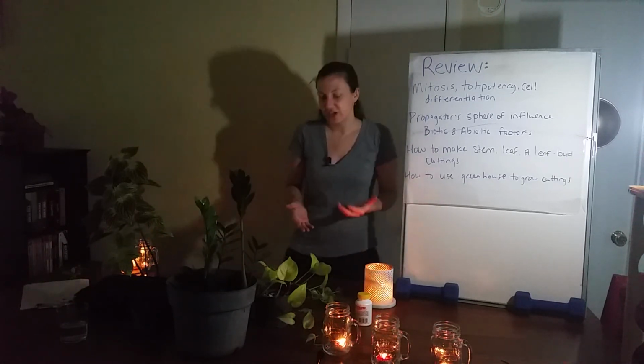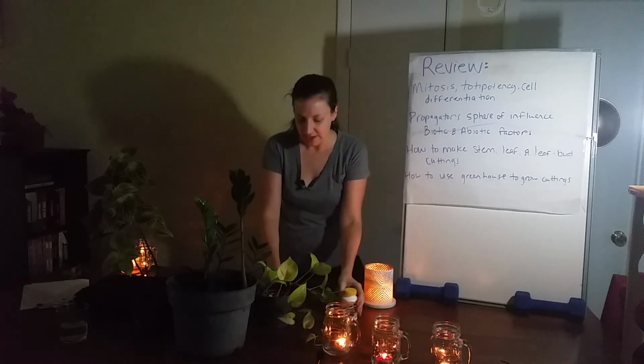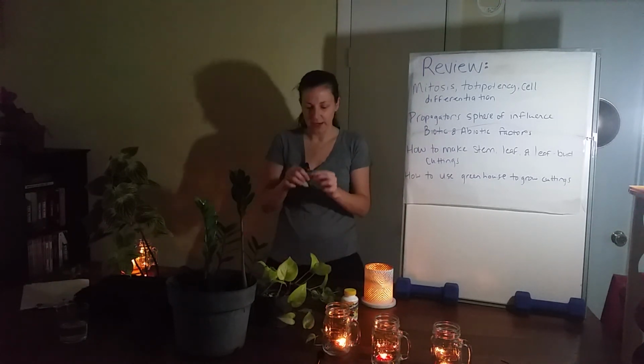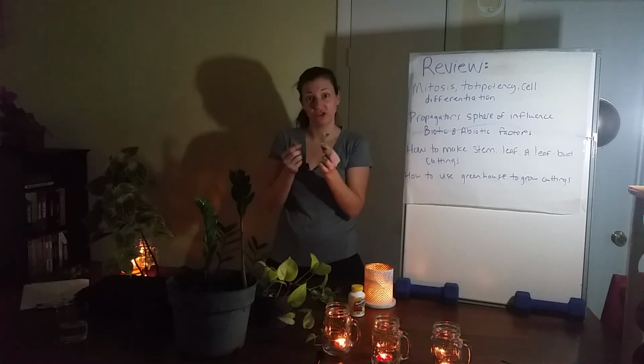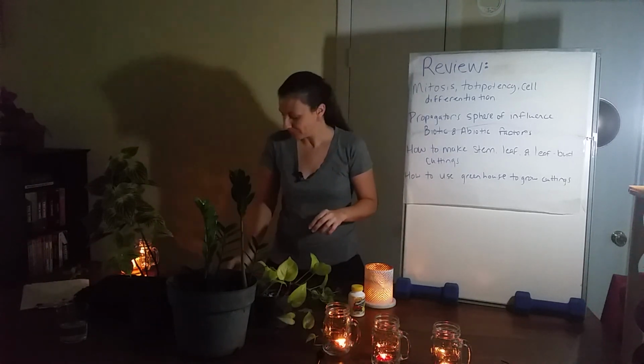And the cell differentiation part is going to be manipulated by using this rooting hormone. These plants have cells that haven't differentiated yet, and so by inducing them with this rooting hormone, we're going to induce them to start putting out new tissues, such as the roots.